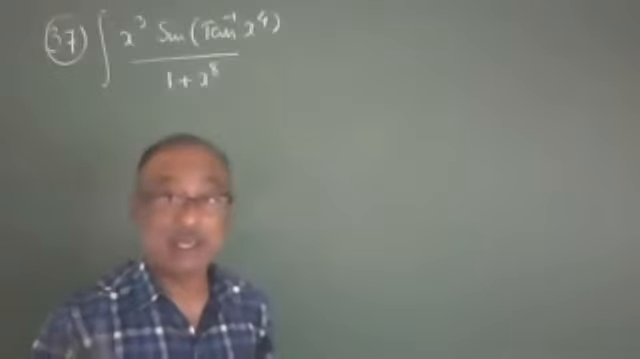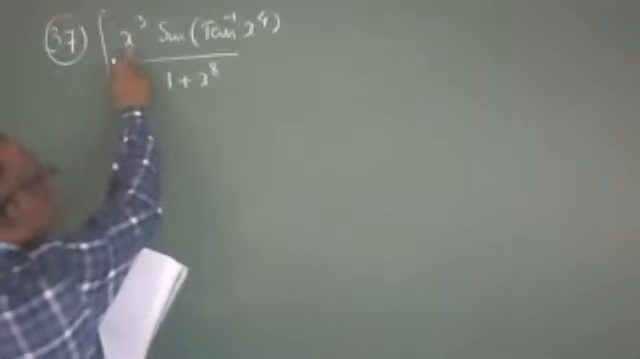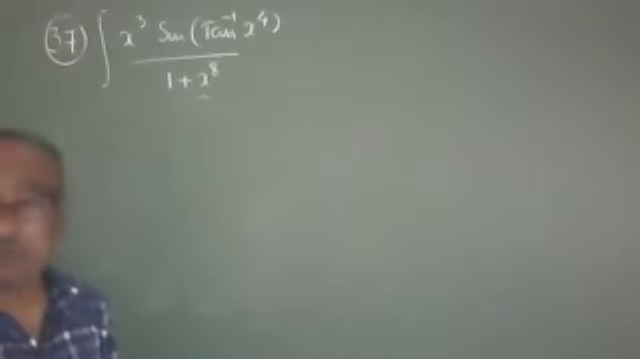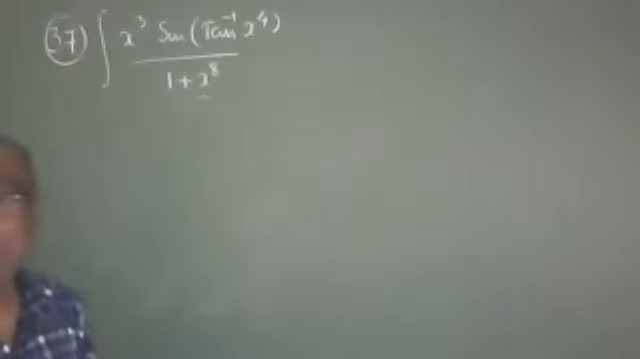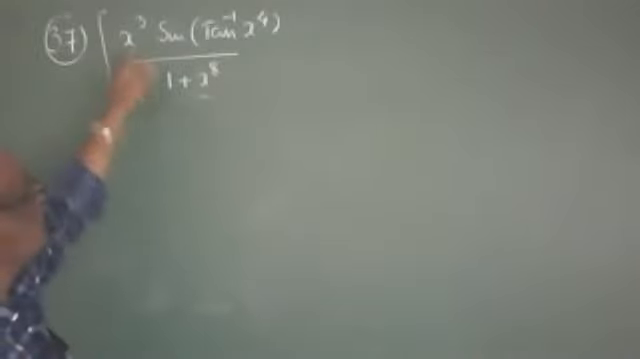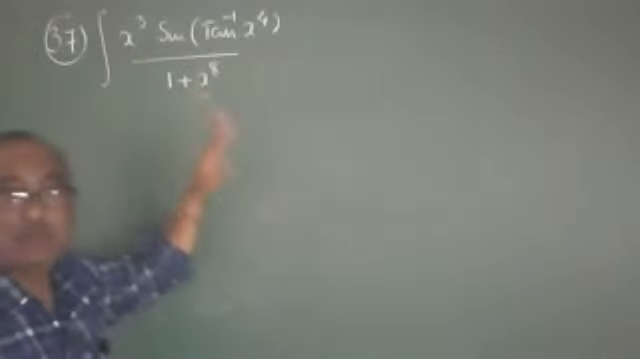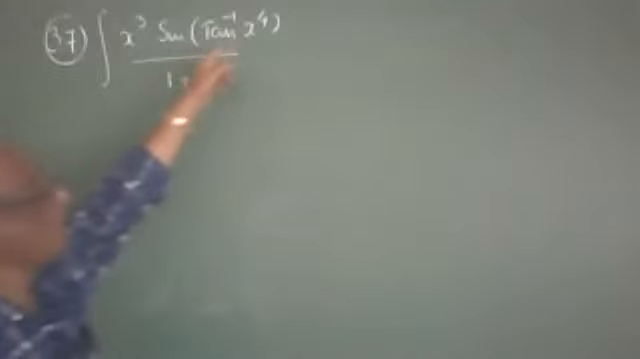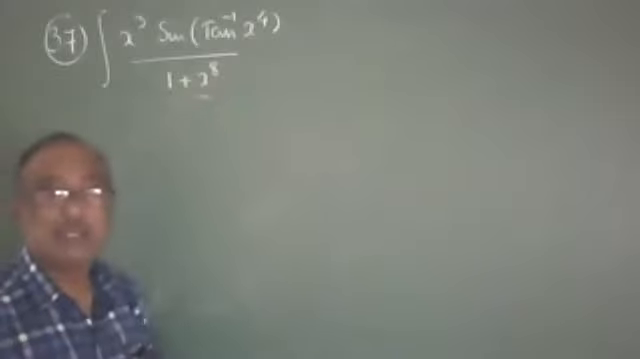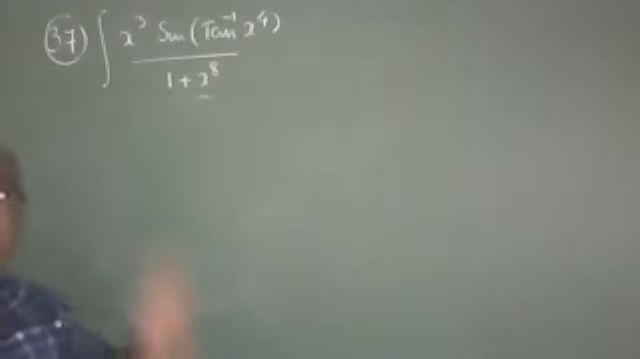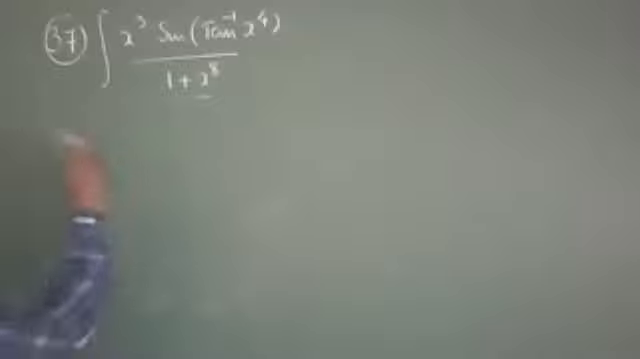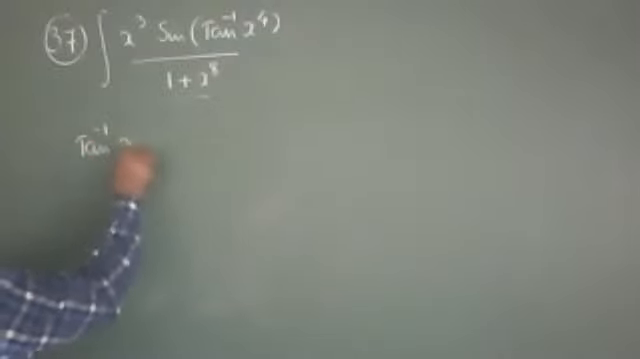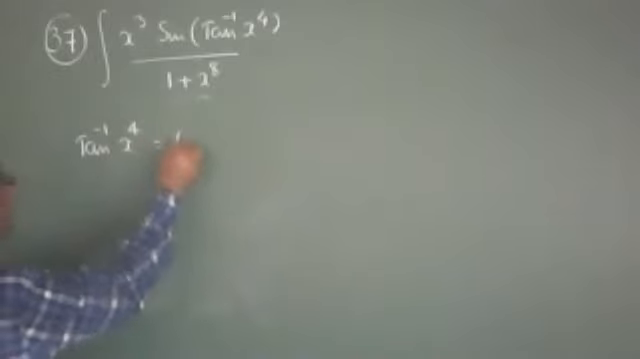Okay? Next, one more. So x cube only cancels. What about the 1 plus x power of 8? It is not cancelled. X power of 4 I will let it be t. Only x cube is cancelled. So tan inverse of x power of 4 is let it be t.